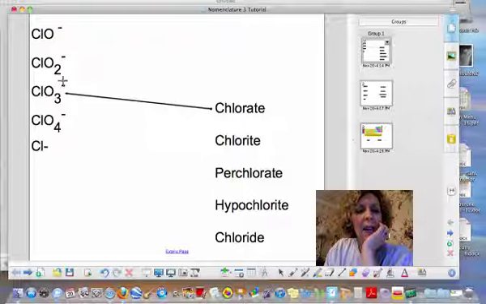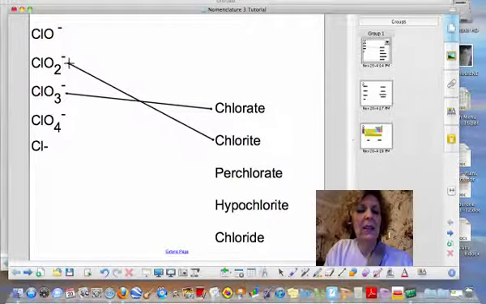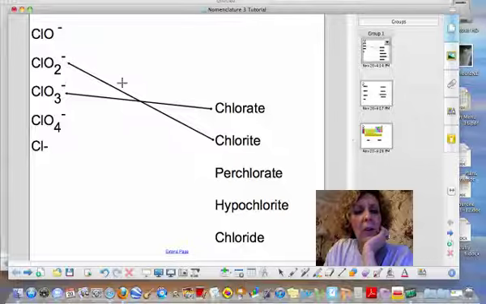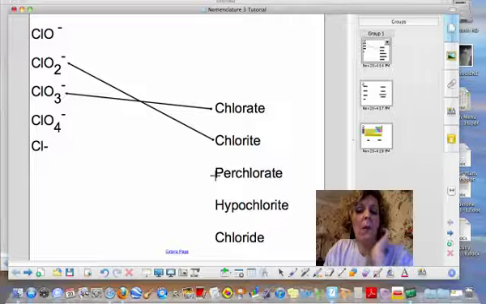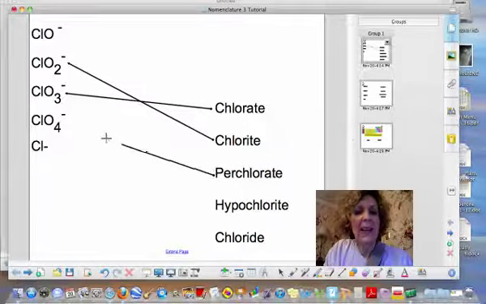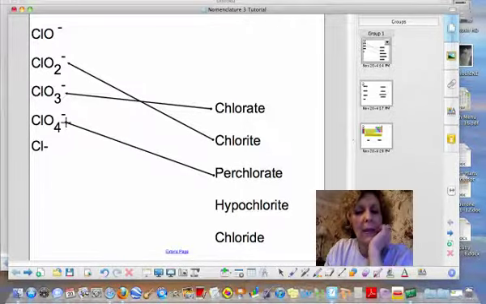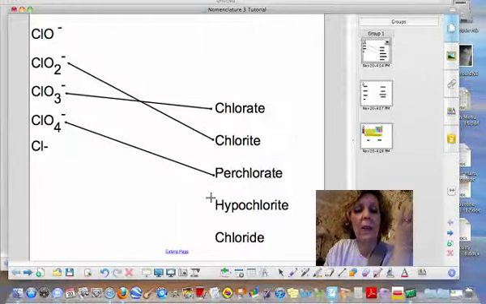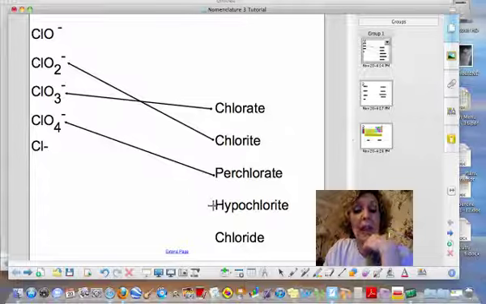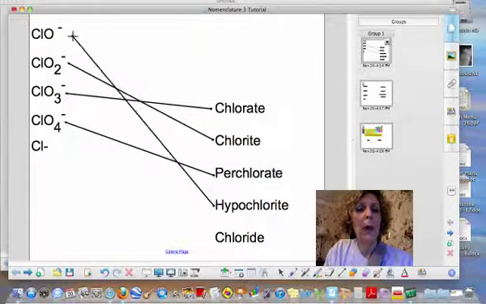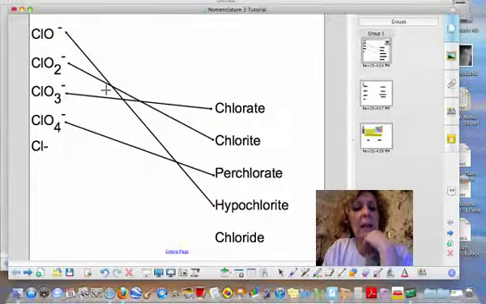One less oxygen, but notice how the charges all don't change. They all stay the same. One less oxygen than ate is ite. So ClO2 minus 1 charge is chlorite. One more oxygen than the ate is perchlorate. And then one less oxygen than the ite, or you can think of it as 2 less oxygens than the ate, is hypochlorite. The hypo always goes with the ite.